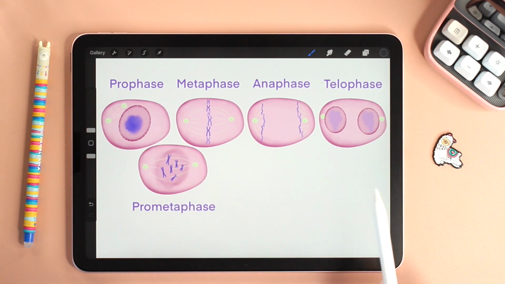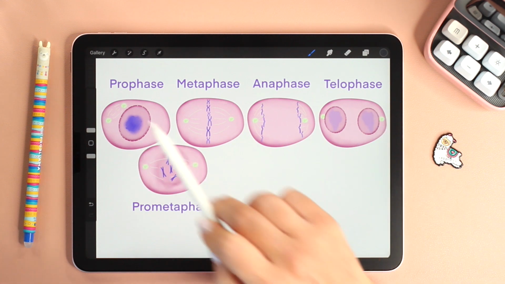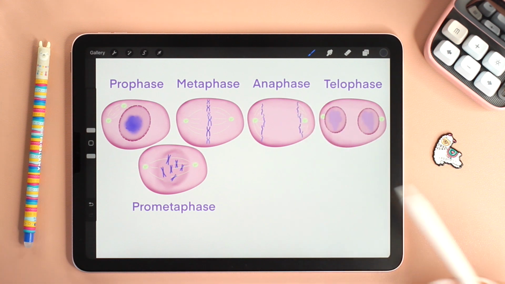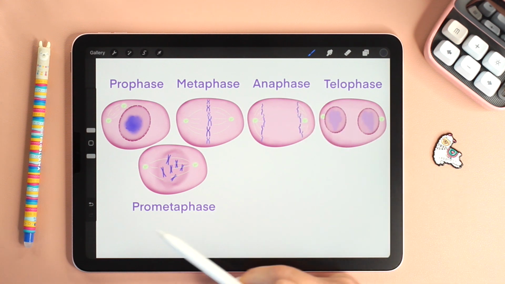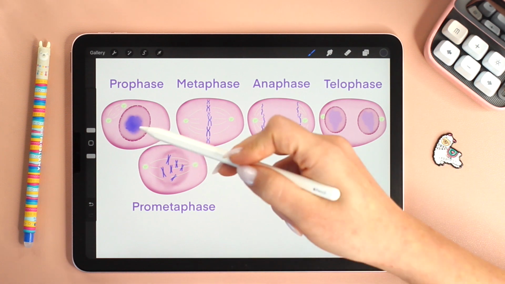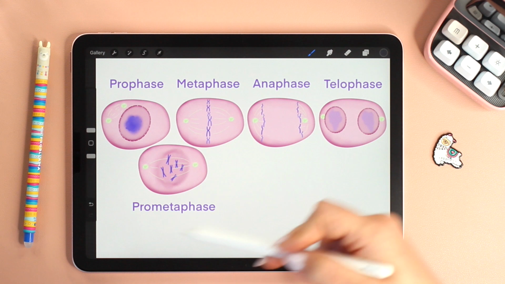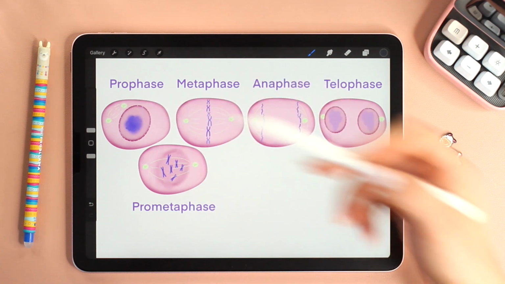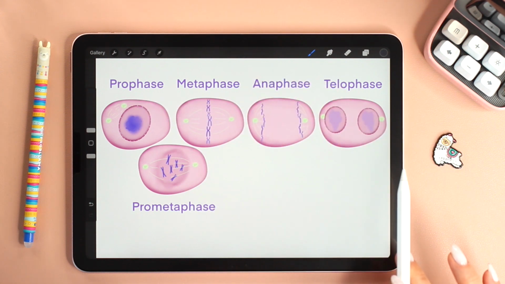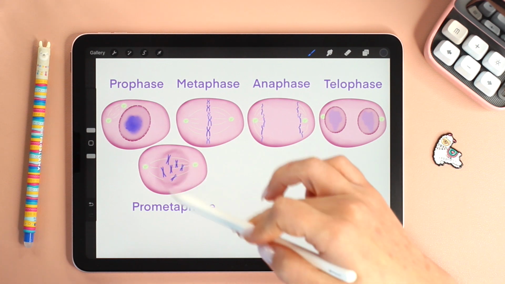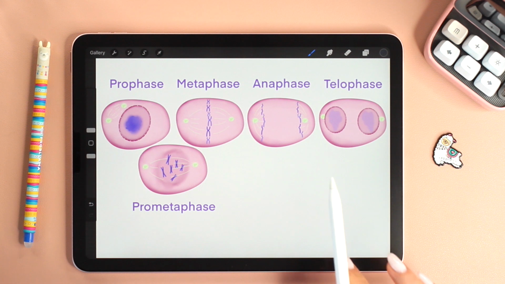The major phases of mitosis are prophase, metaphase, anaphase, and telophase. You will also see prometaphase or late prophase. And usually we attribute the events that take place here to prophase if we don't want to get too technical about it. But if you're taking a higher level biology, then we have to distinguish between the events that take place in prophase and prometaphase.